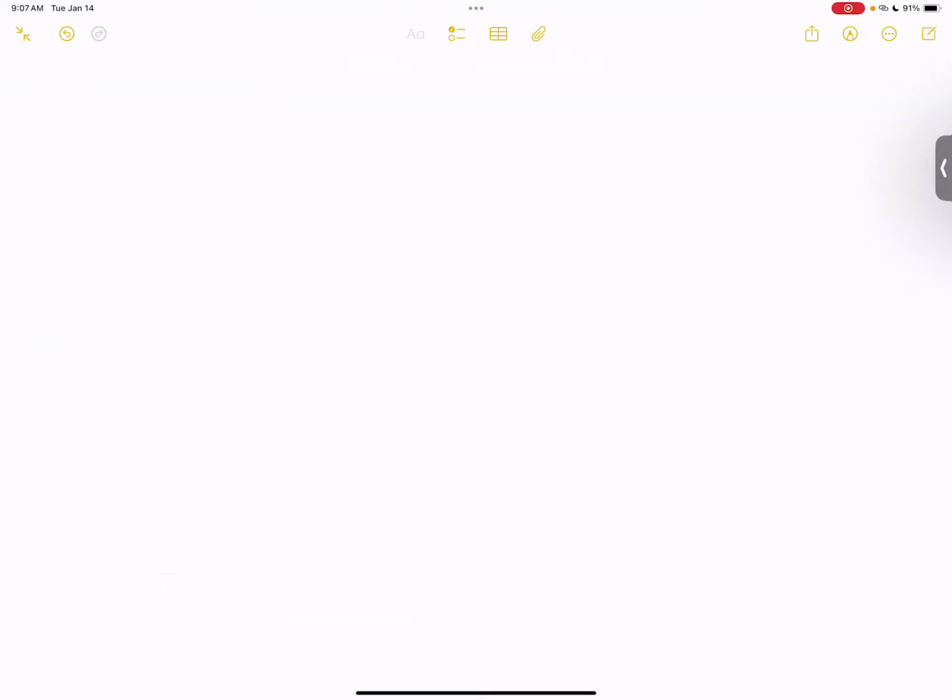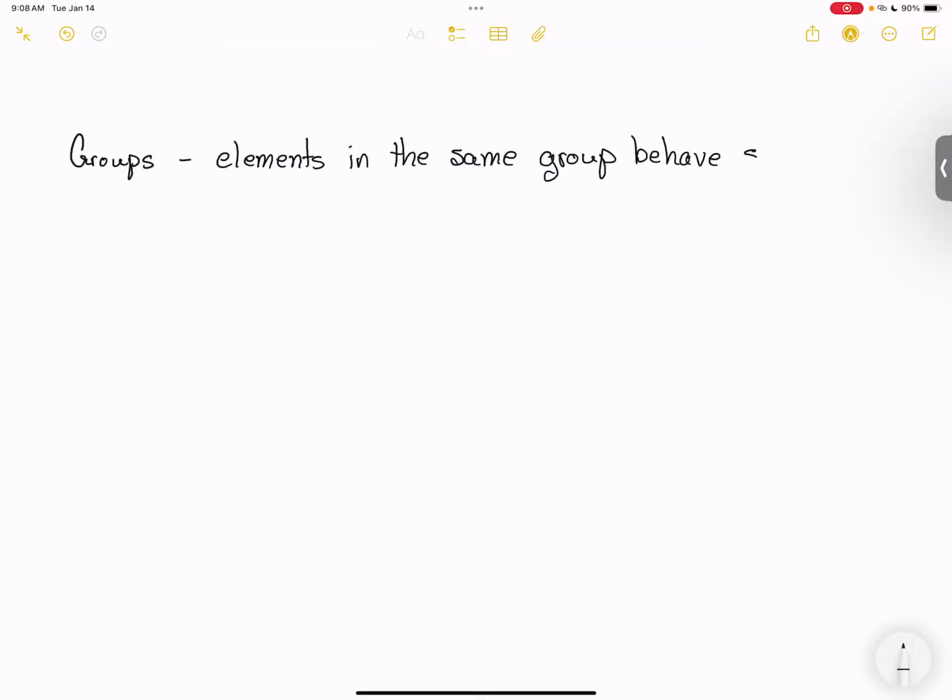So groups. Elements in the same group behave similarly. So I mentioned, let's go back to my example from the Brainiacs one.